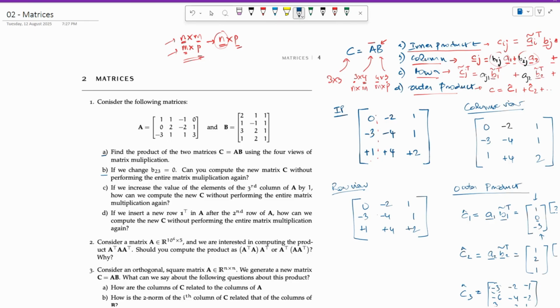Or how do you go about it? It's maybe intuitively clear that you don't have to compute the whole matrix again. Is that intuitively clear, or does it feel like you have to compute the whole thing because we don't know how B23 impacts the elements of C? So I hope it's intuitively clear that you don't have to compute the whole thing. Now, how do we figure out what parts of C we have to recompute? Even without going into the details, what would you have to recompute in a situation like this?